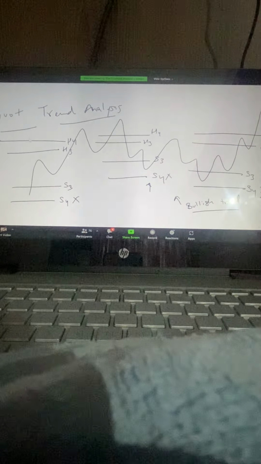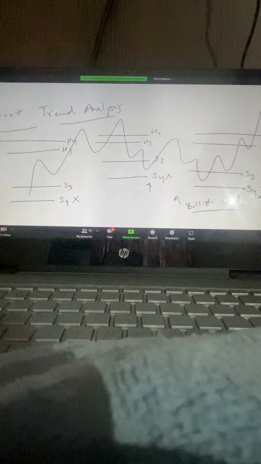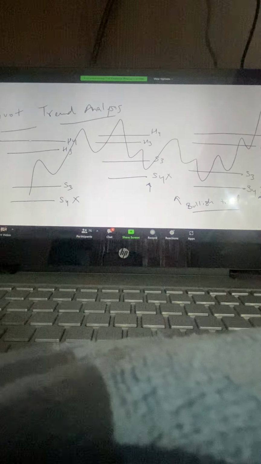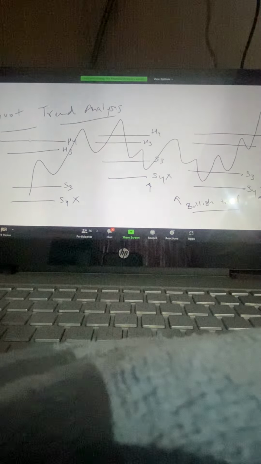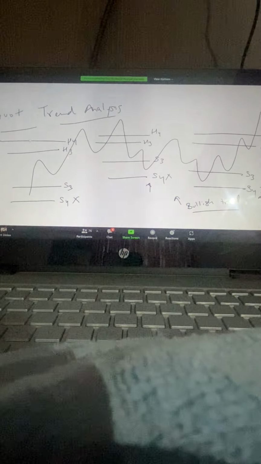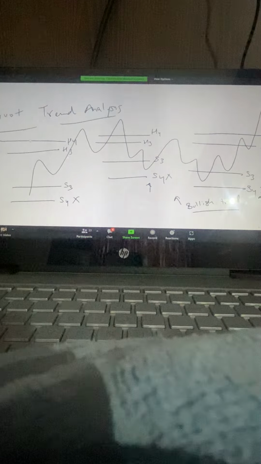Why? Because this S4, that is the last line of defense of the buyers. Last line of buyers, S4. If that is not broken, that means buyers are still present. Market structure might be forming lower lows, lower highs for a while, but the trend is still bullish. Okay. So this is how you counter this problem.